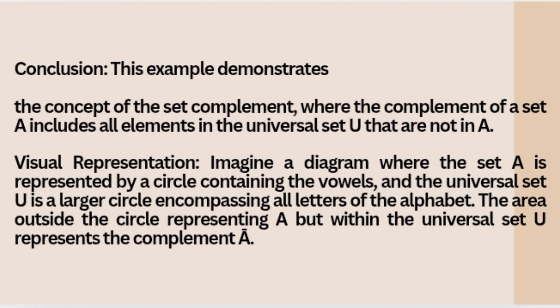So I would like to give you a visual representation. Imagine a diagram where the set A is represented by a circle containing the vowels, and the universal set U is a larger circle encompassing all letters of the alphabet. The area outside the circle representing A, but within the universal set U, represents the complement A'.